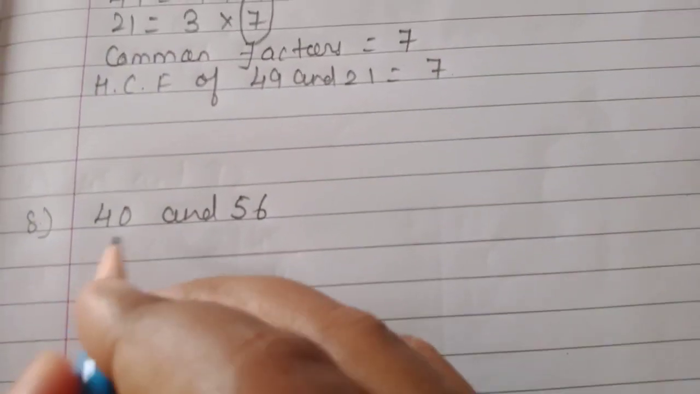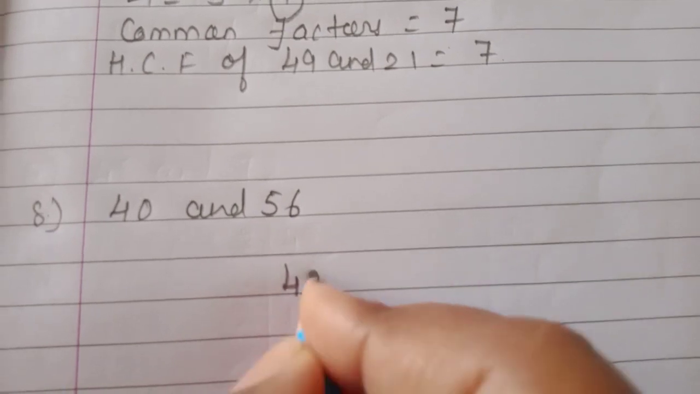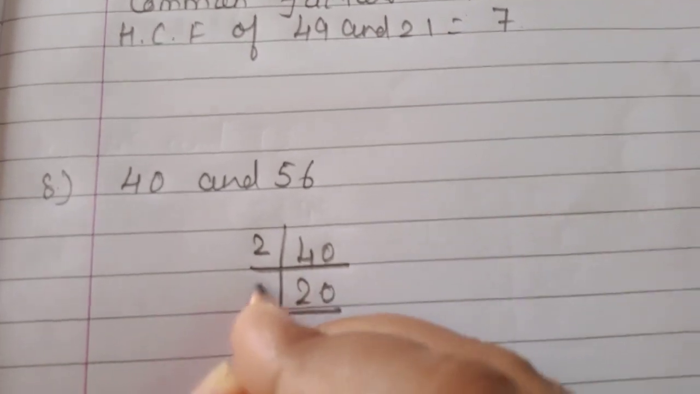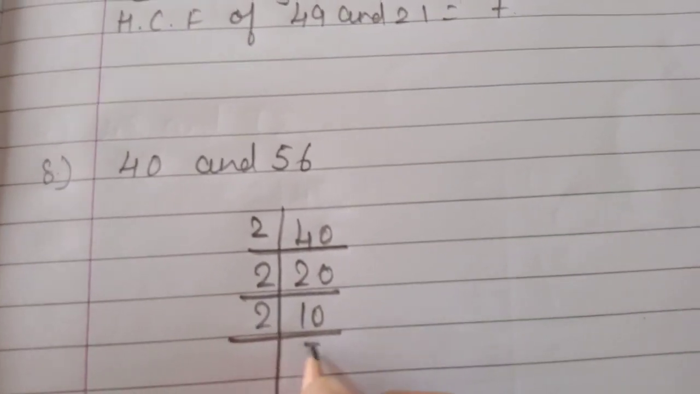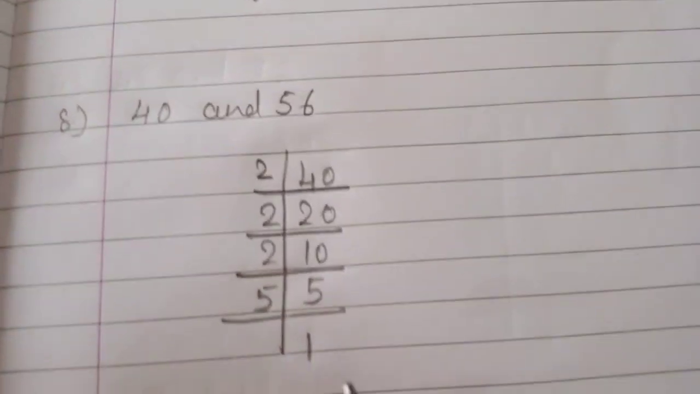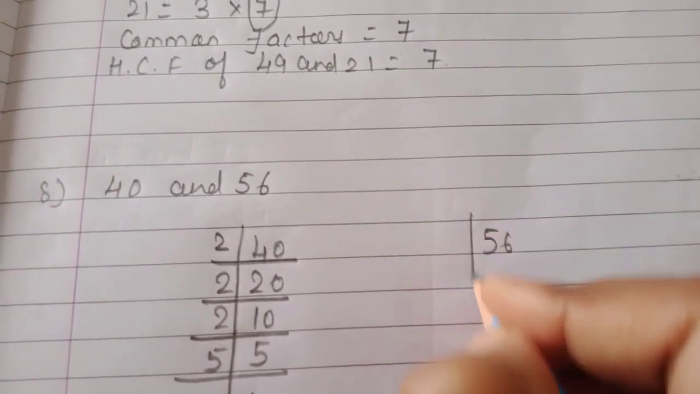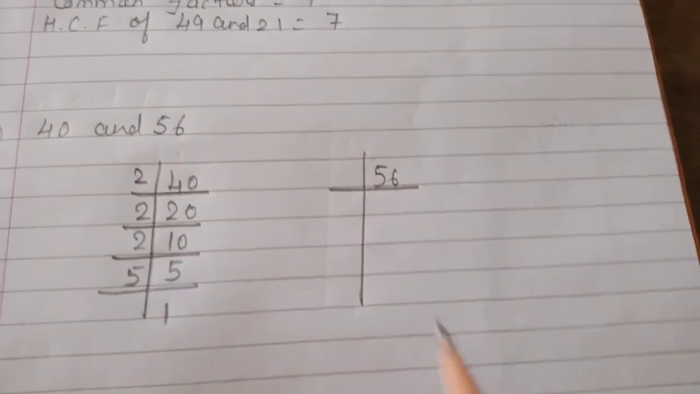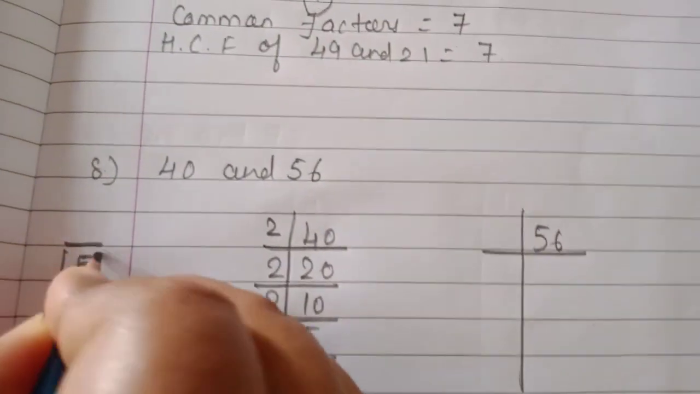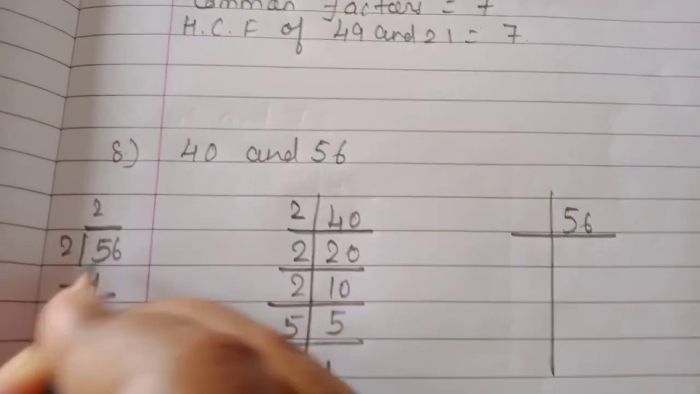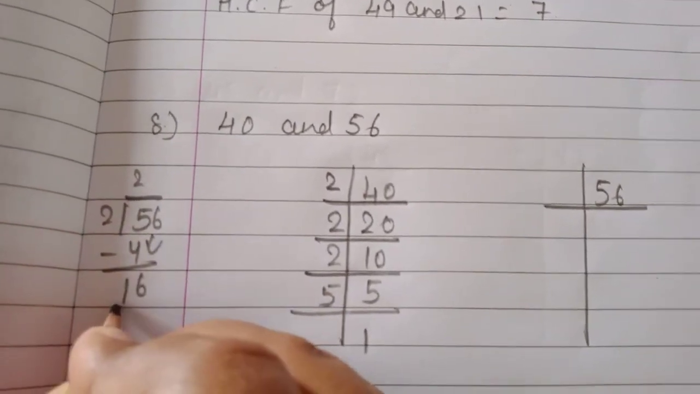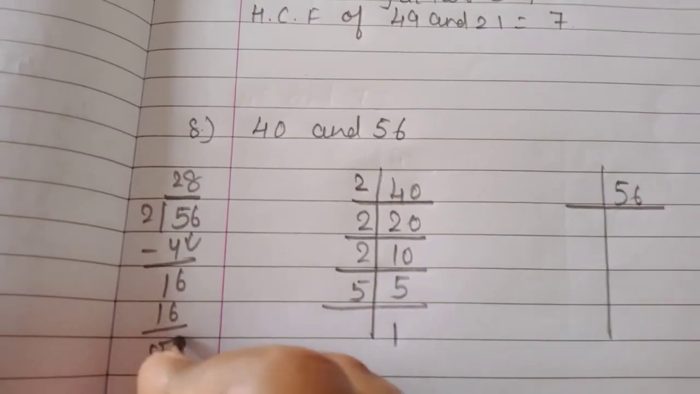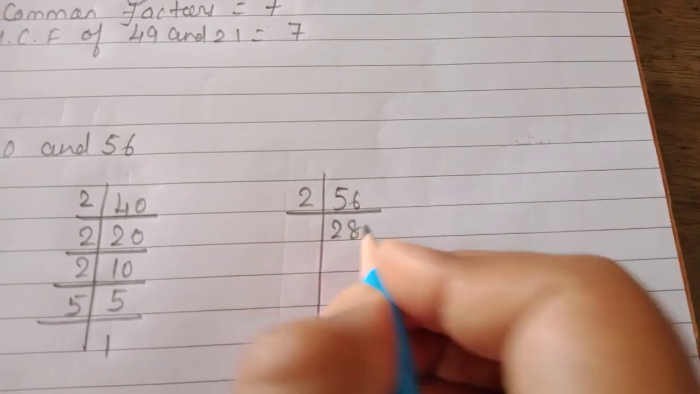Now number 8, 40 and 56. So first of all we have to take out the prime factorization for 40. In the 2 table, when 40 will come, 2 20s are 40, then 2 10s are 20, then 2 5s are 10, then 5 1s are 5. Now for 56, see in the ones place which digit is there? 6 is there. So we have to see in the 2 table when 56 will come. So 2 2s are 4. So 5 minus 4, 1. So the 6 will come down, it will become 16. Now in the 2 table, 2 8s are 16. So we will write here 2 28s are 56.